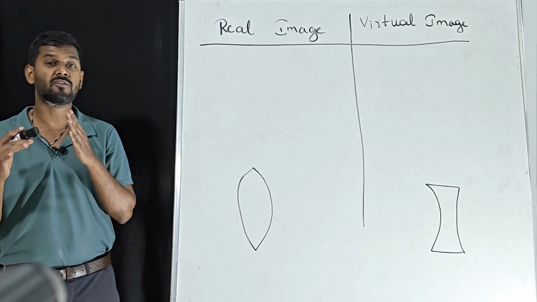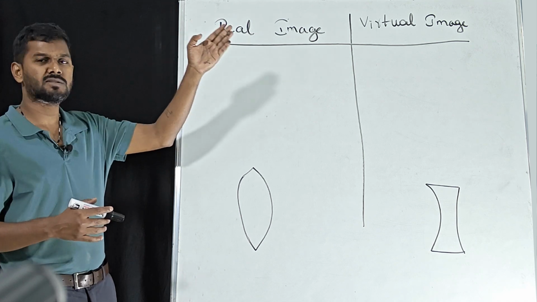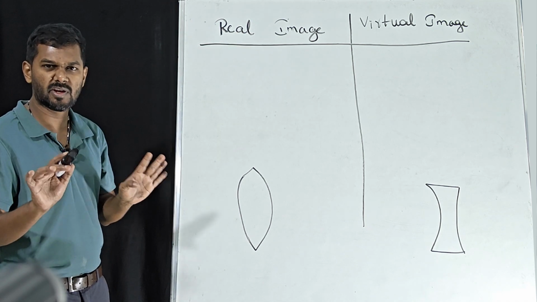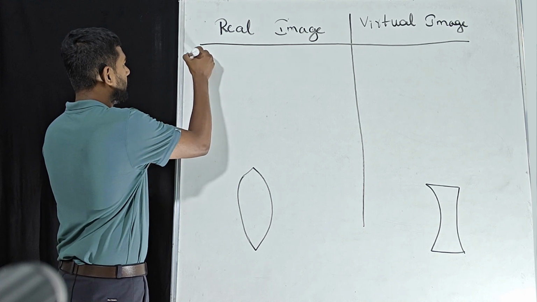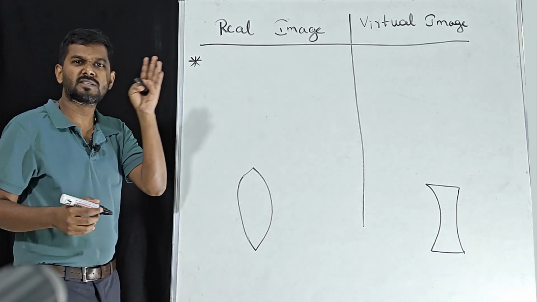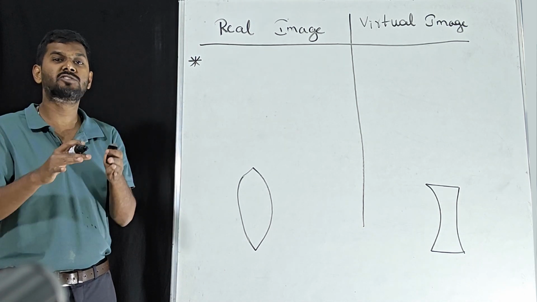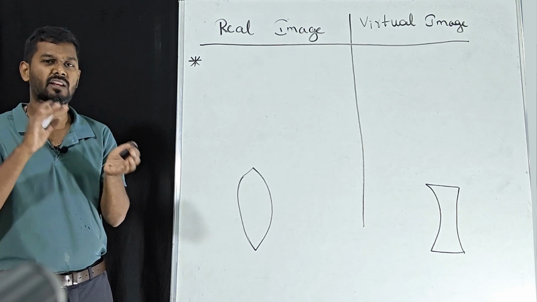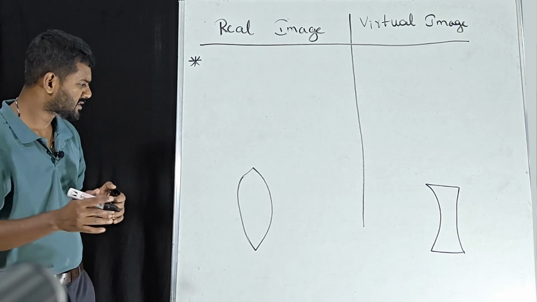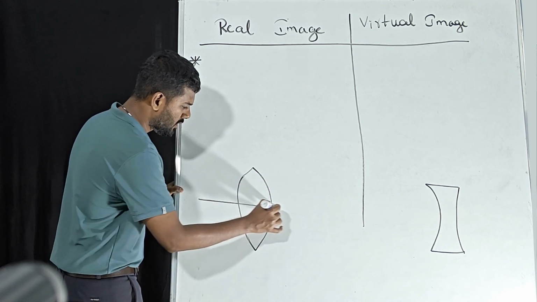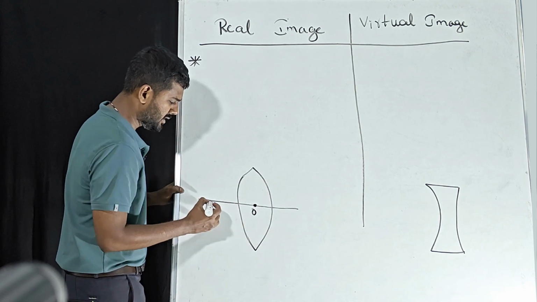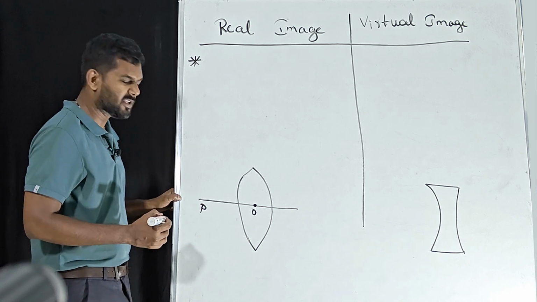First, we have to learn the differences between real images and virtual images. It is very simple. Listen. So first one, real images are formed due to the actual intersection of refracted rays. What do you mean by that? See, very simple. We know this is a convex lens. So here, this is optic center and this is principal axis.